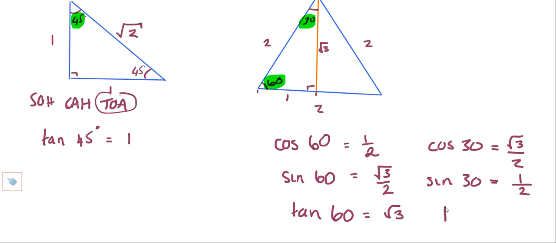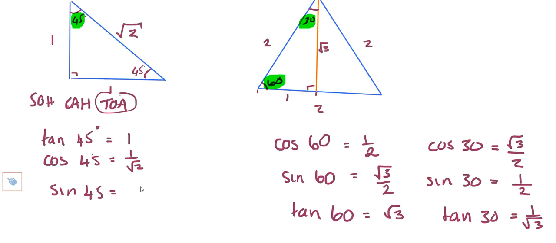What's the tangent of 30? 1 over root 3. Okay. What's the cosine of 45? 1 over root 2. What's the sine of 45? 1 over root 2 again.